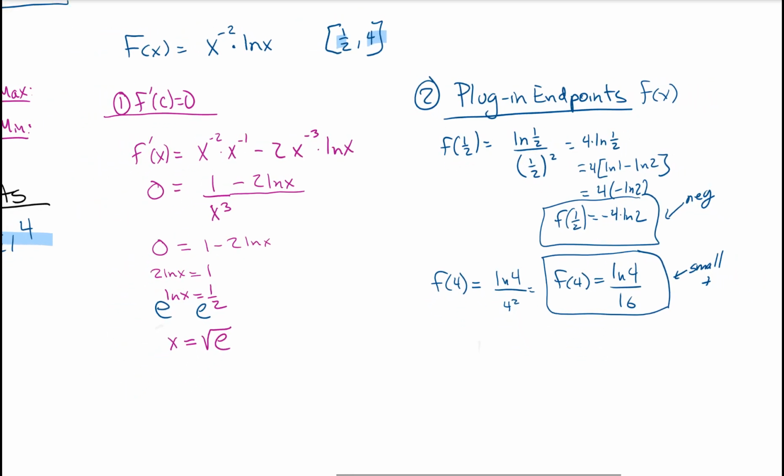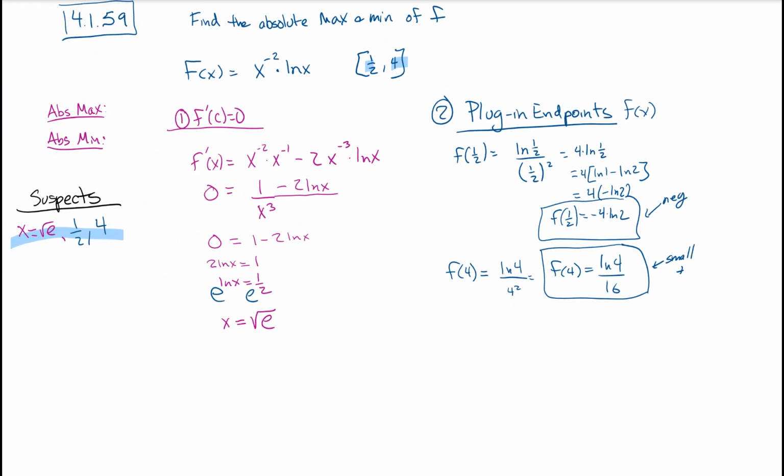So we've done step 2. We've looked at our 2 suspects, 1/2 and 4. You know what? We need to do our step 3, and we need to compare all of these things. So let's take that last thing. We need to compare, but in order to compare, we still need to plug in our root e. So let's go find out what f of root e is going to equal. So let's plug that into our f, not f prime.